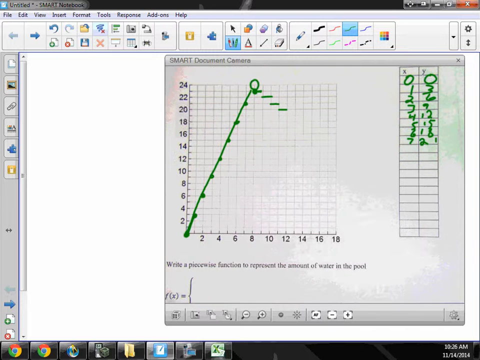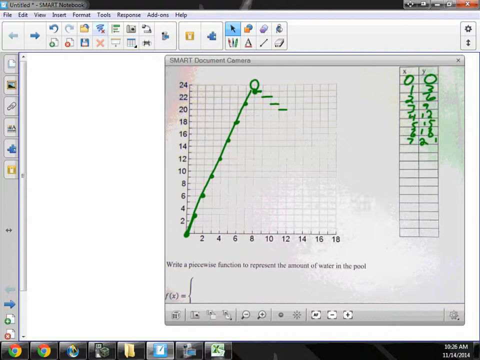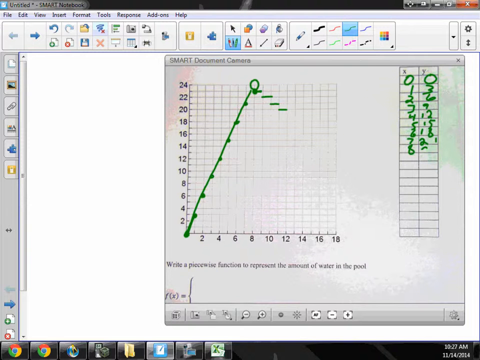Okay. And then once we hit 12 minutes, what happens? The pool springs a leak and it starts losing water. How much water? 2 gallons a minute for how long? 5 more minutes. Oh, I didn't finish out my chart. So (8, 23), (9, 22), (10, 21), and (11, 20). And then it's going to start going down 2 over 1 for 5 more minutes. So we can connect those.